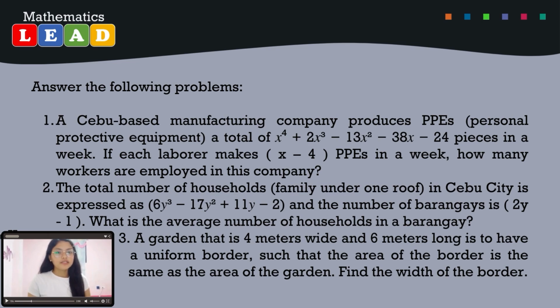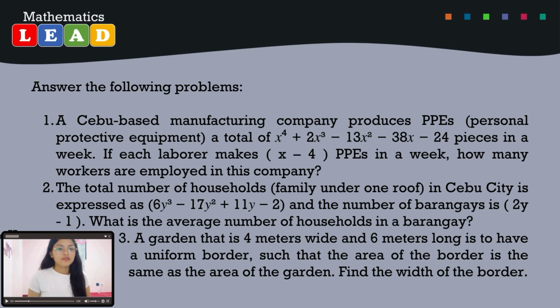Number 1, a Cebu-based manufacturing company produces PPEs, personal protective equipment. A total of x to the fourth power plus 2x cubed minus 13x squared minus 38x minus 24 pieces in a week. If each laborer makes x minus 4 PPEs in a week, how many workers are employed in this company?